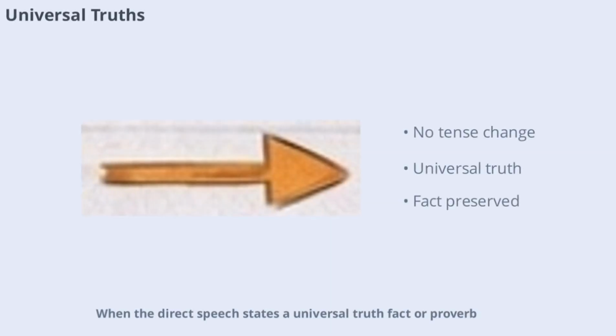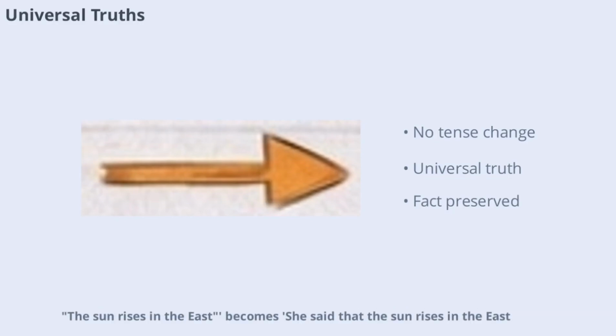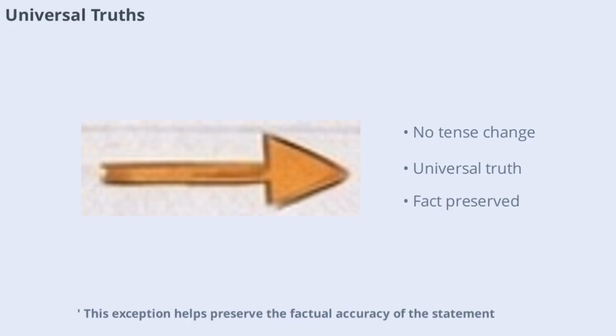When the direct speech states a universal truth, fact, or proverb, the tense does not change in indirect speech. For example, she said, "The sun rises in the east," becomes "she said that the sun rises in the east." This exception helps preserve the factual accuracy of the statement.